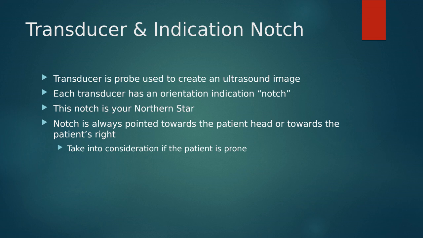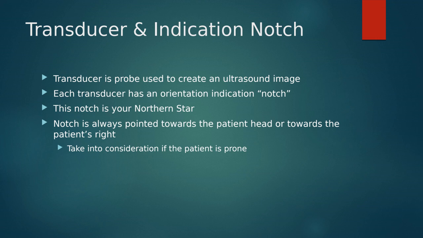So talking a little bit more specifically about image orientation with ultrasound, one of the biggest things you have to do initially when you're starting to scan, to make sure your image orientation is correct, is be aware of your indicator notch. This is a little notch, for lack of a better word, on the transducer itself. There's going to be a little indication that says, this is your reference point. Where you put this notch is going to determine what your image orientation is while you're scanning. This is going to be your northern star.